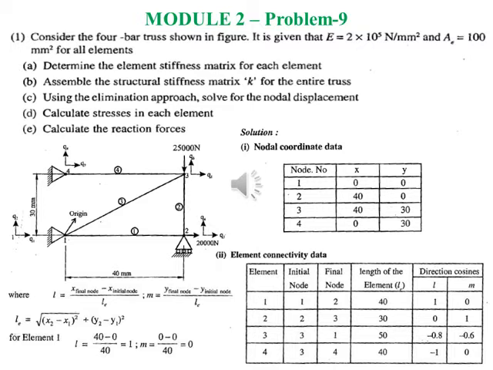So the dimensions are also given. The distance between node 1 and node 4 is 30 mm. Distance between node 1 and node 2 is 40 mm. Distance between node 2 and node 3 is again 30 mm. So the lengths of the elements at node 1, node 2 and node 4 are directly deduced from the figure itself, whereas for node 3 the value can be obtained by applying the Pythagoras theorem, which is the square root of 40 square plus 30 square.